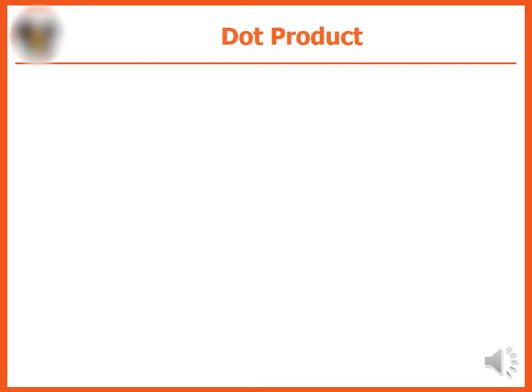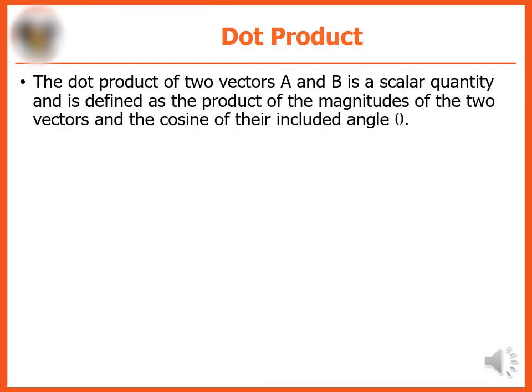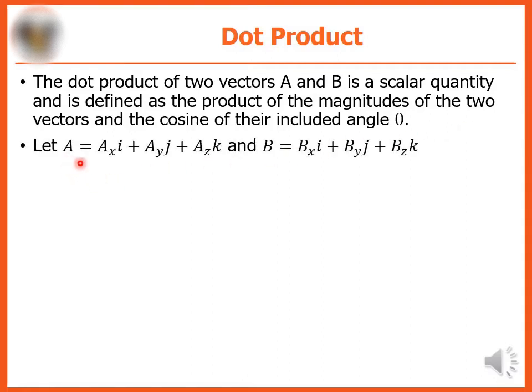We'll proceed to the dot product. So the dot product of your two vectors, A and B, is a scalar quantity. And it is defined as the product of the magnitudes of the two vectors and the cosine of their included angle. So you have the dot product of A and B is equal to the magnitudes of A and B, then multiplied by the cosine of the included angle.